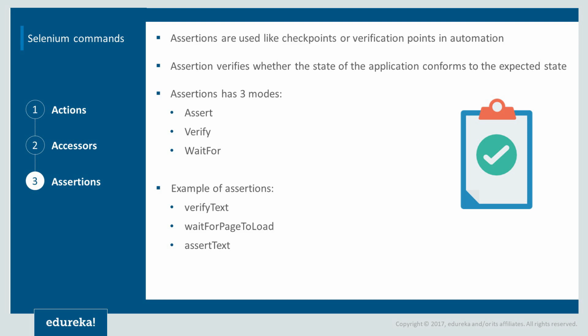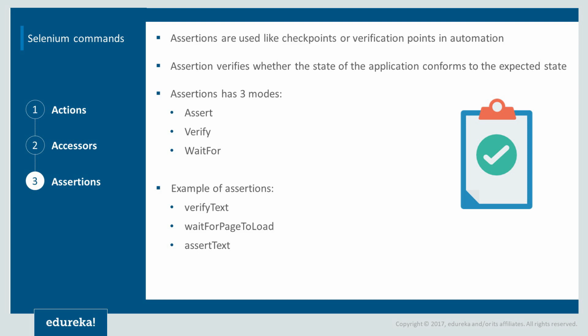So here it has three modes. One is the assert mode, the second one is the verify mode, and the third one is the wait for mode. It says click and wait, right? That click and wait will fall under this: wait for that particular element or the particular action to be completed. And when you say verify, you're going to verify whether that element is present or not. Once after that, if you have to assert, for example, you're asserting whether that particular page is loaded or not, that is nothing but your assertion.